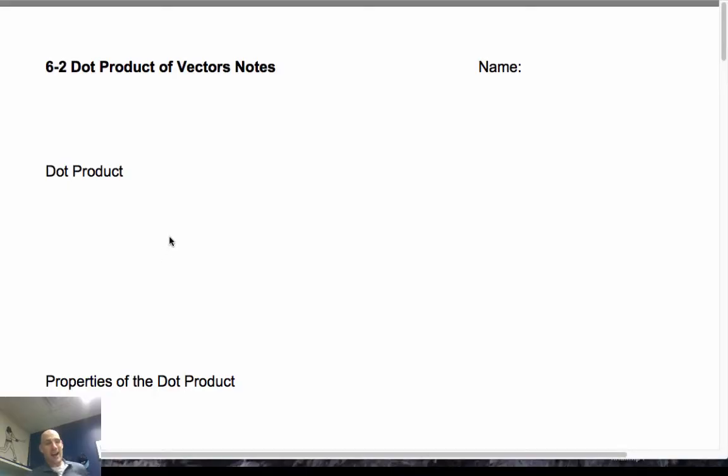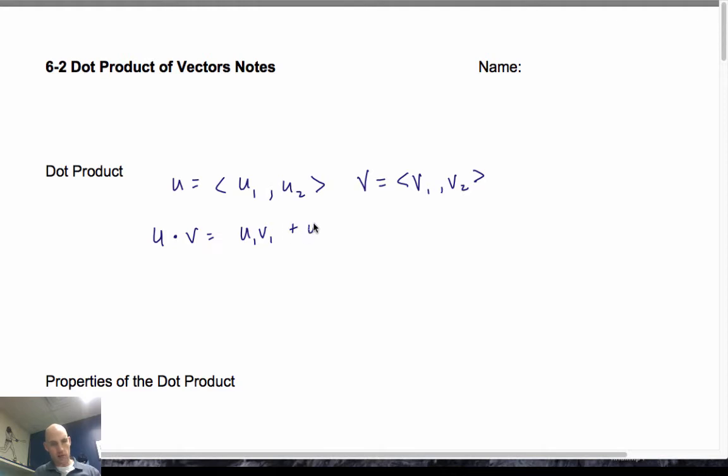Welcome back. Today we're going to talk about the dot product of vectors. The dot product is when we have two vectors. So we've got vector u, which is u1, comma, u2, and these are the components, so component form. And v is v1, comma, v2, right? So we've got two vectors, and the notation looks like this: u dot v is equal to u1 times v1 plus u2 times v2.